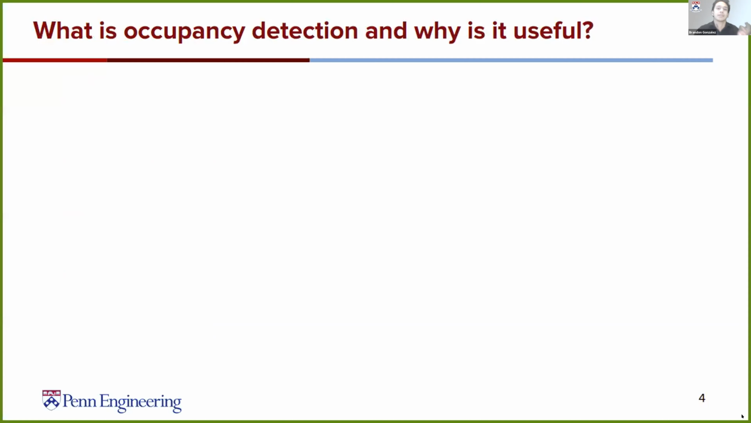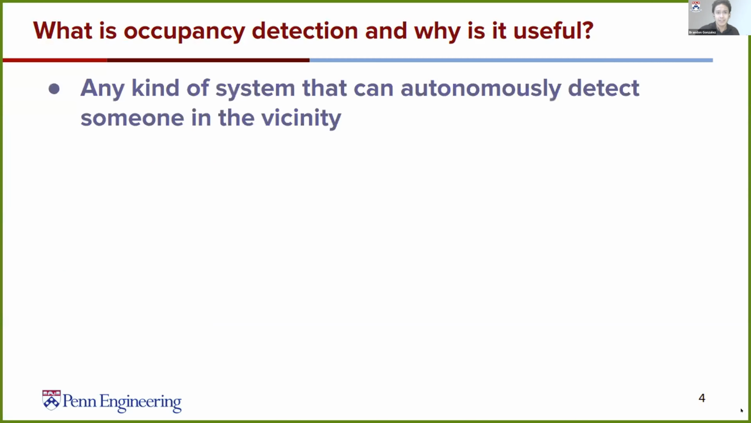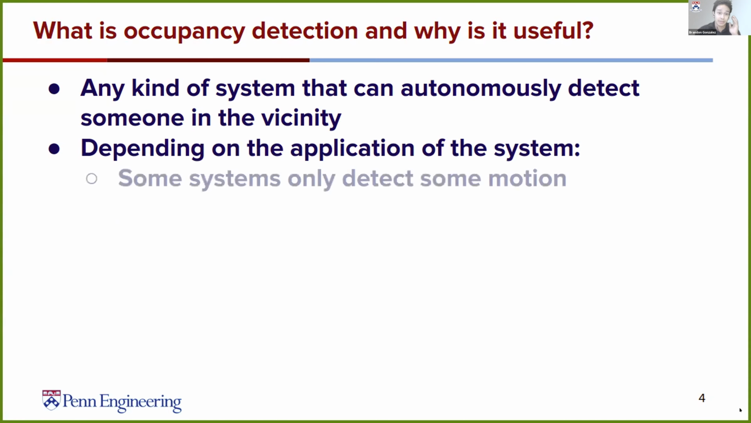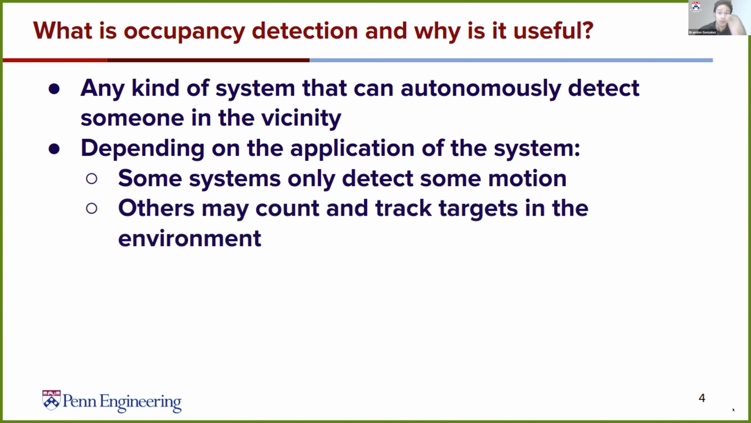First, we'll get into the introduction. What exactly is human occupancy detection, and why is it useful? Occupancy detection is any kind of system that can autonomously detect someone in the vicinity. You don't need someone to actively be monitoring the system. It automatically detects on its own and reports that there's someone in the vicinity. Depending on the application, the sensor system could only detect some kind of motion and not necessarily track a target. It just detects whether someone enters the vicinity or not. Others may actively track a target and give a count of the specific number of people in the vicinity. We'll talk about sensors that are useful for one type of motion detection, and others that are useful for target tracking specifically.